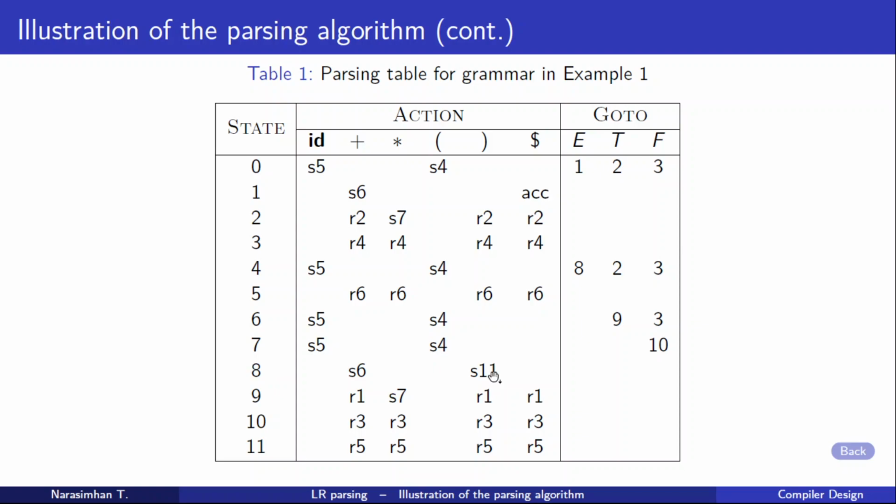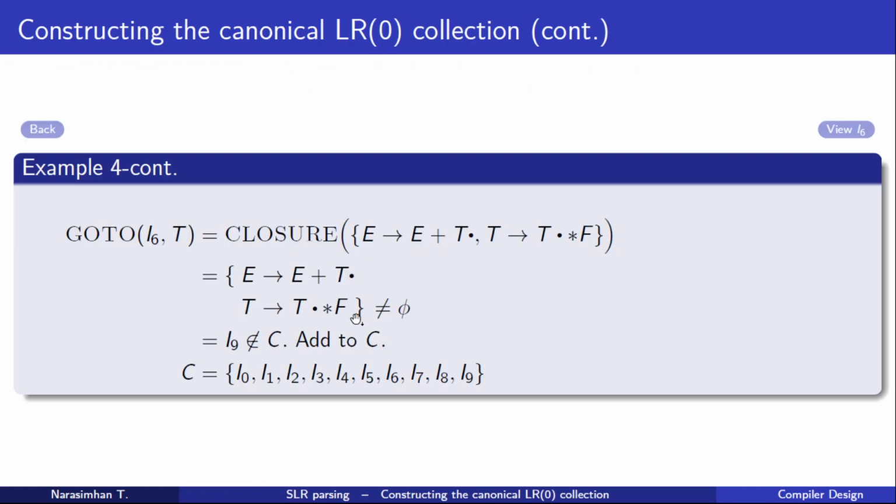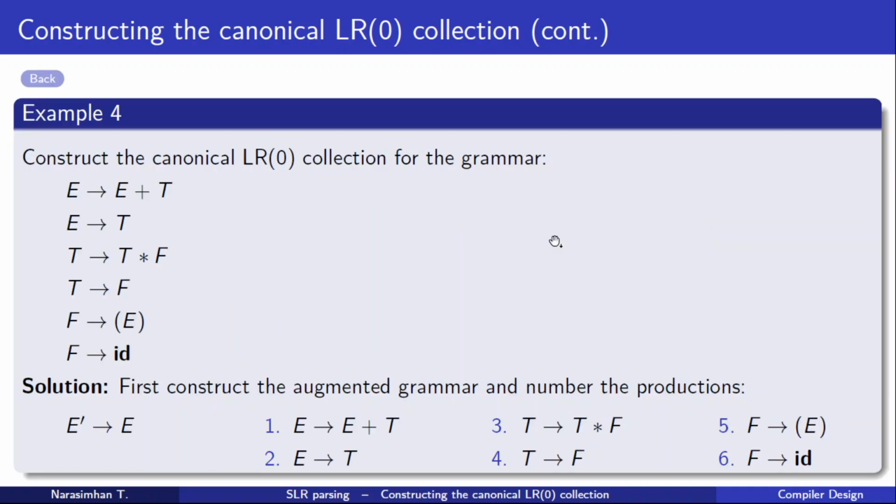Now state I9. In I9 you have one reduce item and a shift item here. So let us take the reduce item first. E gives E plus T dot. So let us find the production number. E gives E plus T is given the number 1. So in the columns corresponding to terminals in follow of E, you write the number 1.